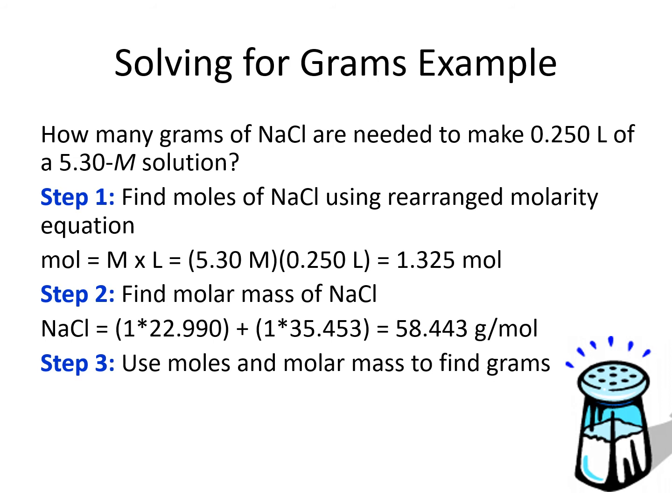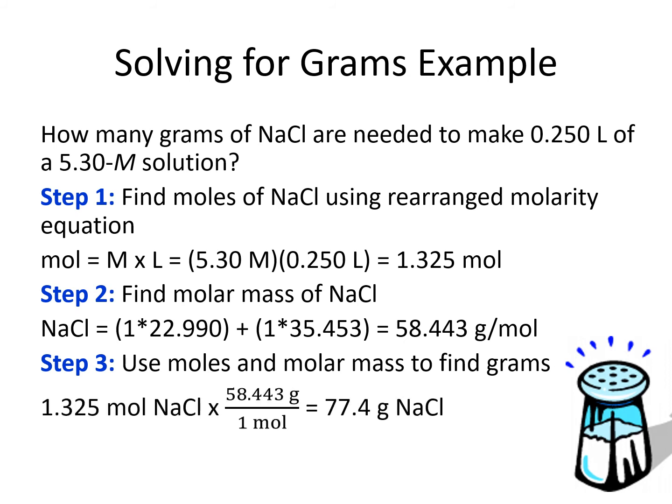Once we have all that information, we can use the number of moles that we're putting in and the molar mass to change those moles into grams. So we take our 1.325 moles of sodium chloride, multiply by the molar mass of 58.443 grams per mole. The units cancel out, and we end up with 77.4 grams of sodium chloride that we would be adding in to make our 0.250 liters of solution.